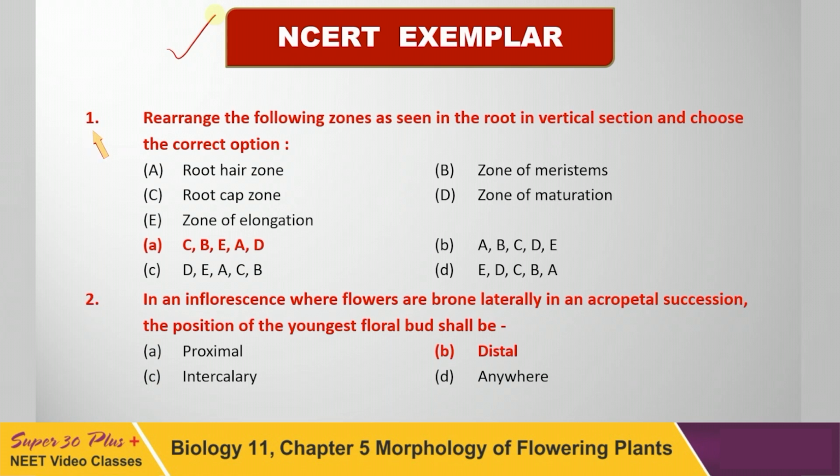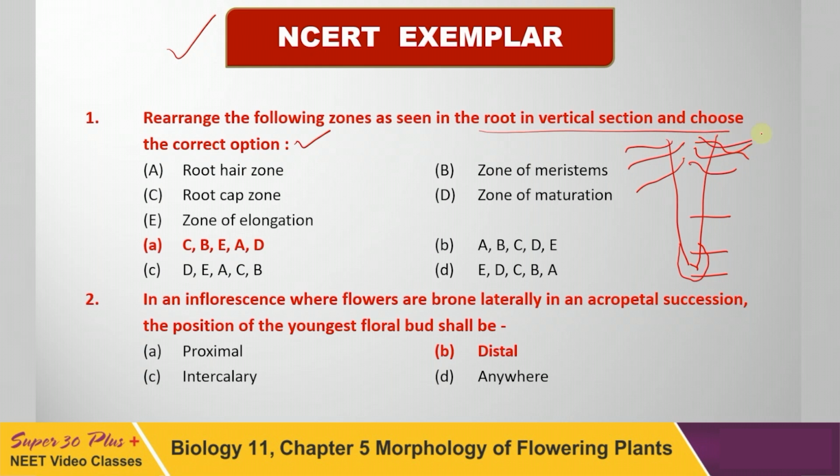The first question: rearrange the following zones as seen in root vertical section. Choose the correct option. I may remind you that these are the different zones of the root. Can you recall it? This is the root cap. This is the meristematic zone. What is this? This is the zone of elongation. And here we have the maturation zone, known as the root hair zone.